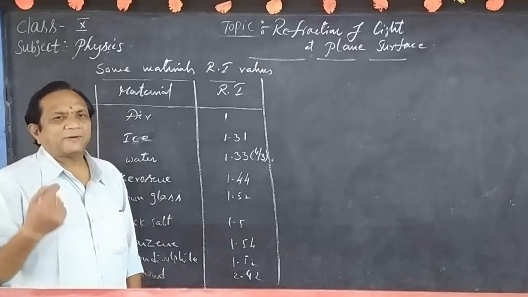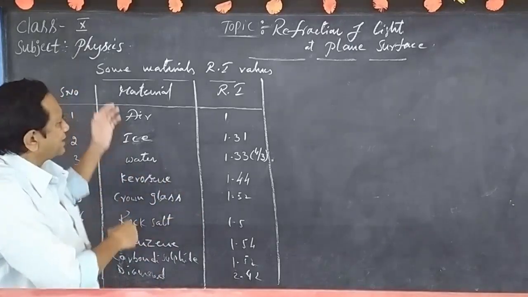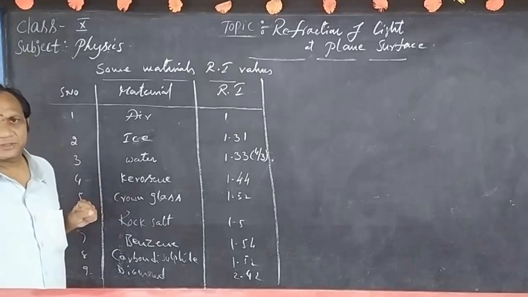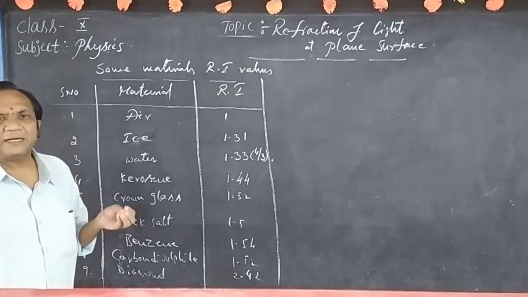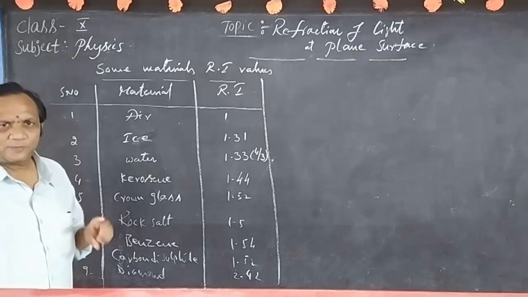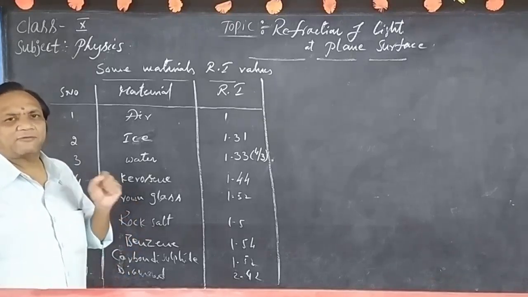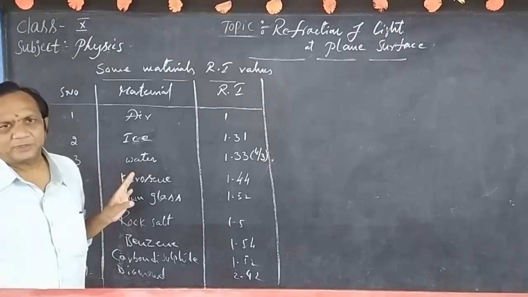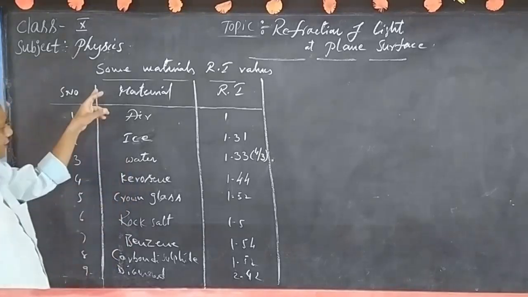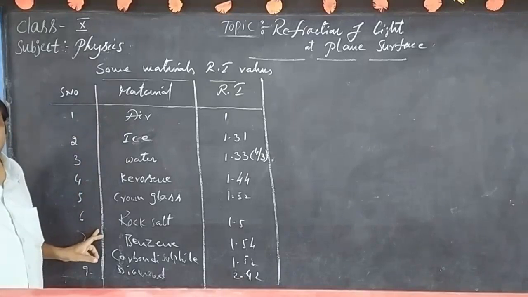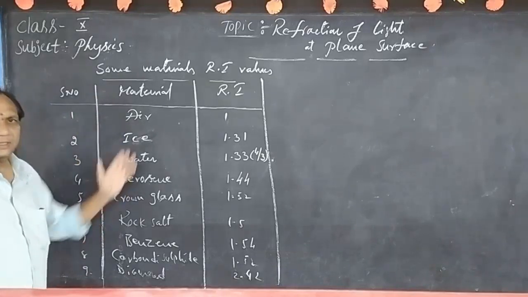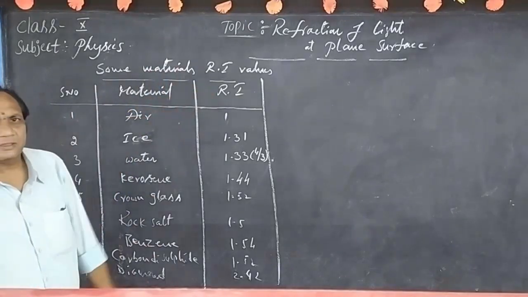So once again I define that, and again I will give some examples of refractive index values. Refractive index means the ratio between the speed of light in vacuum or air to the speed of light in a given medium. That is refractive index. For different substances, different refractive index values are there. They are different. Substances differ, so automatically refractive index also changes.